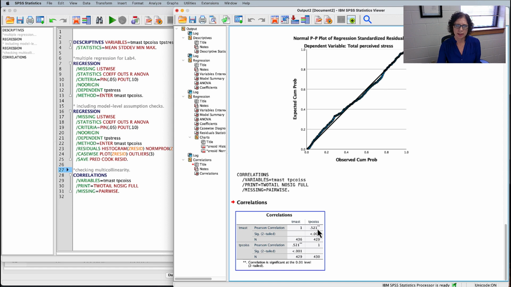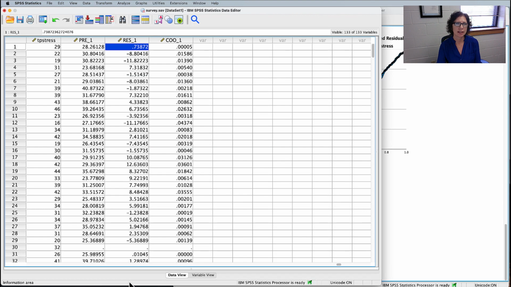So when I run this, I see that they are significantly related to each other at 0.521, which is a good strong correlation, but what is too high? Too high is 0.9, either positive or negative, doesn't matter. So we are not up to 0.9 between our two predictors. So we don't have to worry about multicollinearity here. So that's one check. Another check is called singularity.